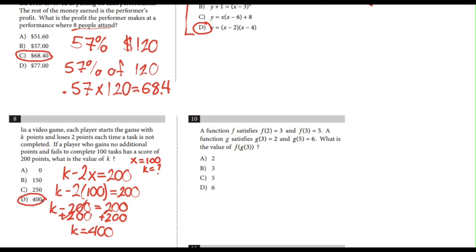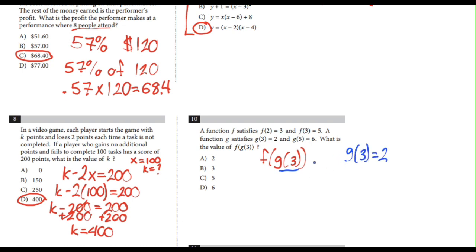Number 10. A function f satisfies f of 2 equals 3, f of 3 equals 5. A function g satisfies g of 3 equals 2, and g of 5 equals 6. What is the value of f of g of 3? So this is what we're looking for, f of g of 3. First, we need to see what this inside part is. What's g of 3? In the question, they tell us that g of 3 equals 2.